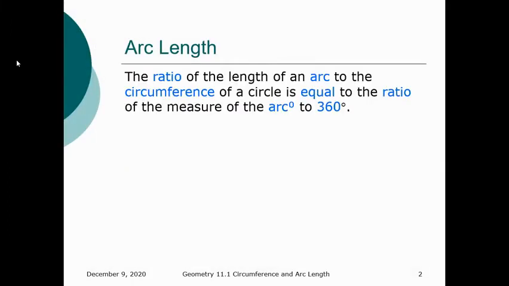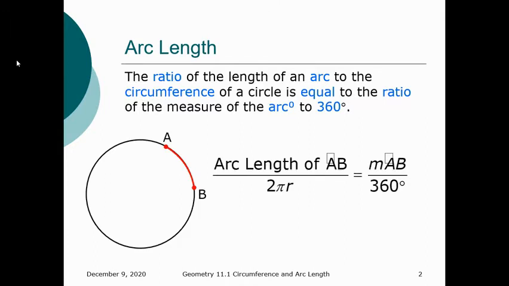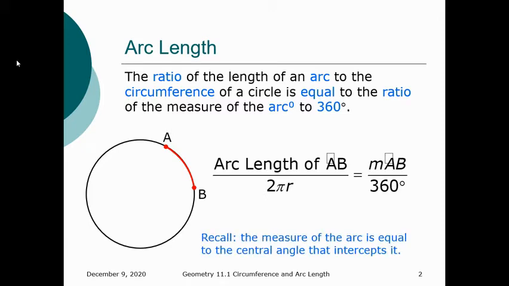What is arc length? Arc length, the ratio of the length of an arc to the circumference of a circle is equal to the ratio of the measure of the arc to 360 degrees. Okay? So your arc length of AB, if you divide that by the circumference, 2 pi r, it's going to be equal to the measure of your angle AB over 360. Recall that the measure of the arc is equal to the central angle that intercepts it.